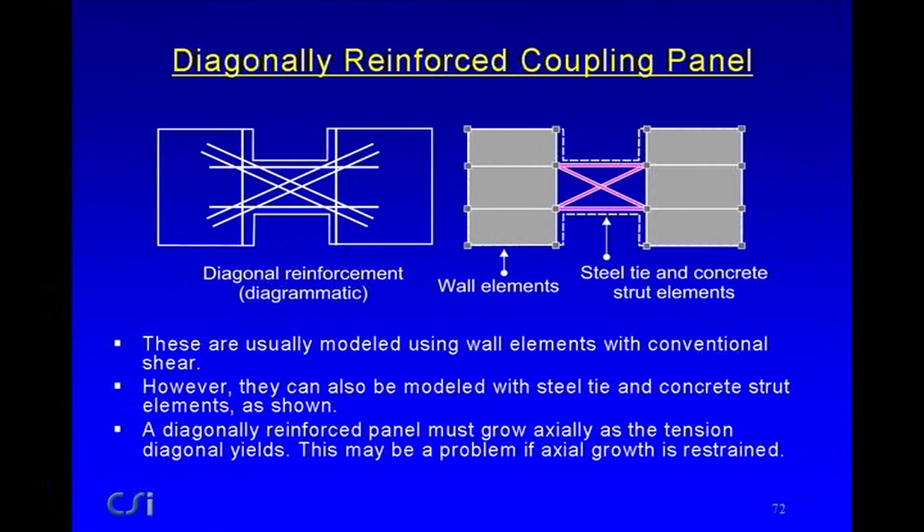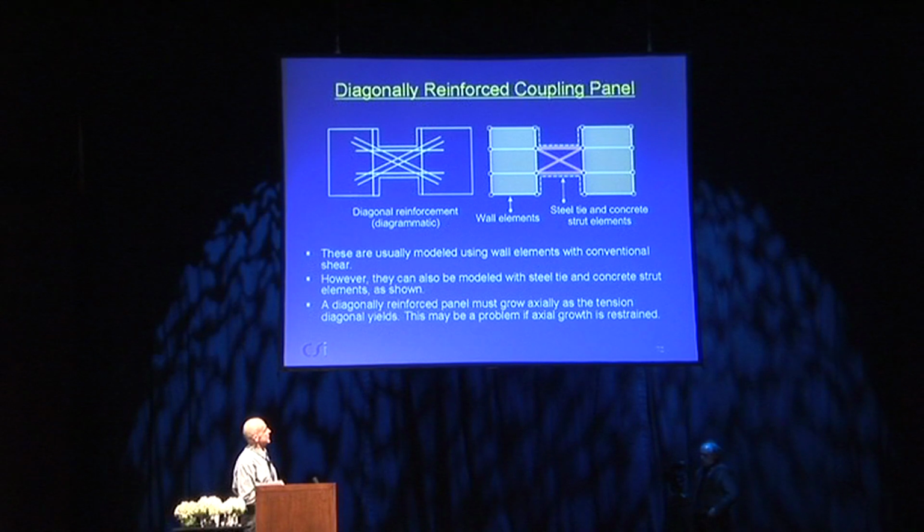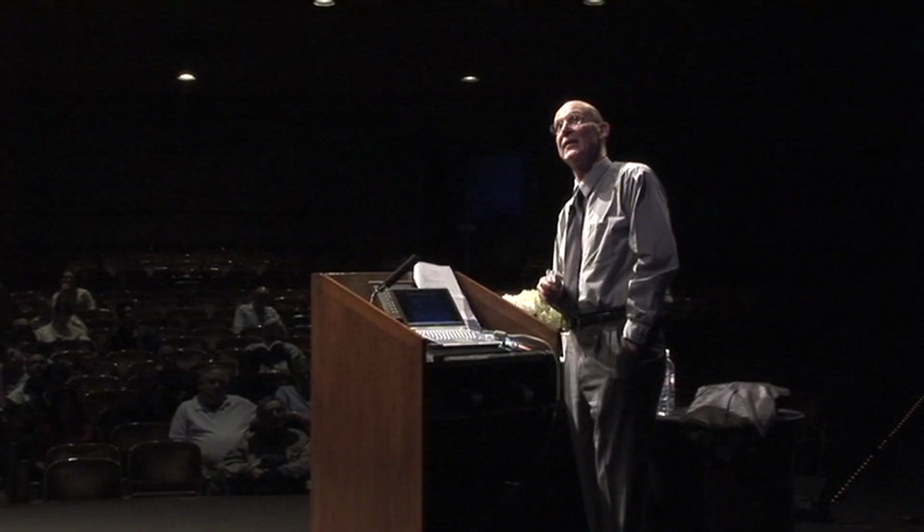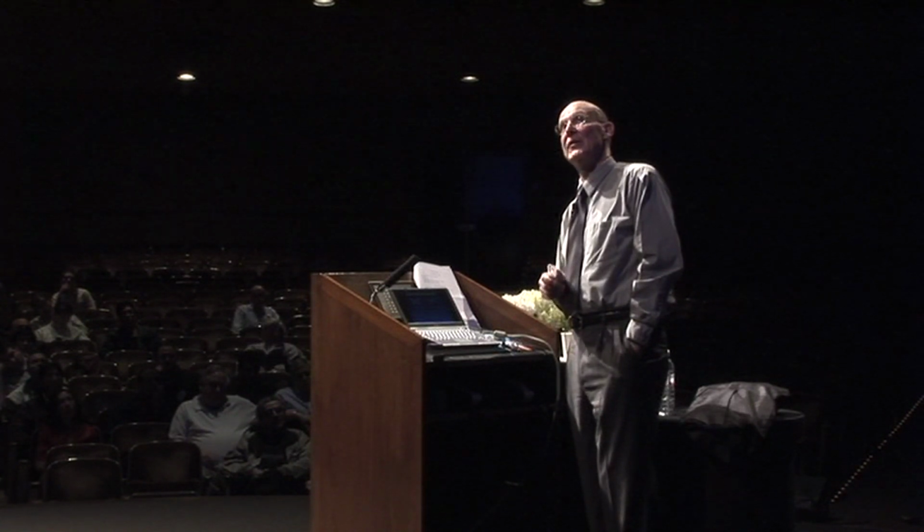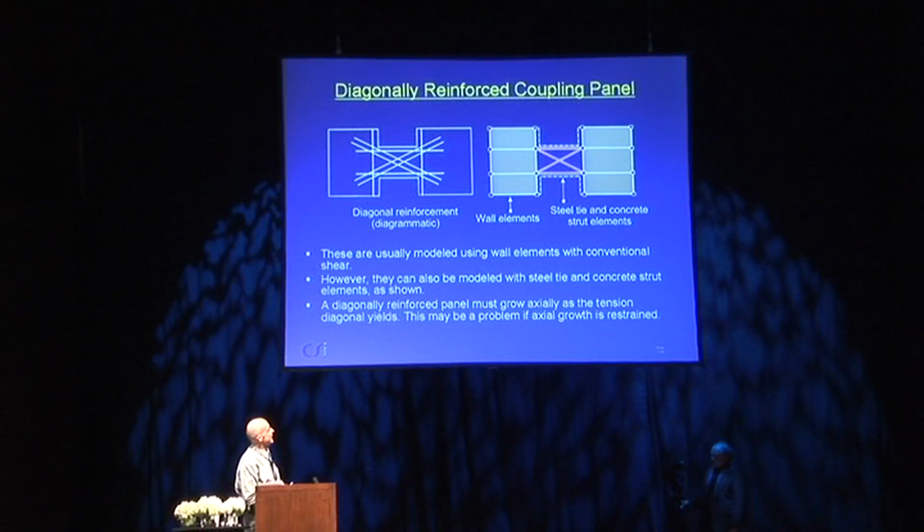Diagonally reinforced coupling panels. If you wish, you can model these using steel strut and steel tie and concrete strut elements. It's possible, and just to indicate roughly how you might do that. Each of these would be a concrete strut which resists compression and a steel tie in parallel, and the same here. So when a diagonal extends, the concrete cracks and you just have steel. When the diagonal is in compression, the concrete strut is in compression, so it's much stiffer. So you could use this type of model if you want.